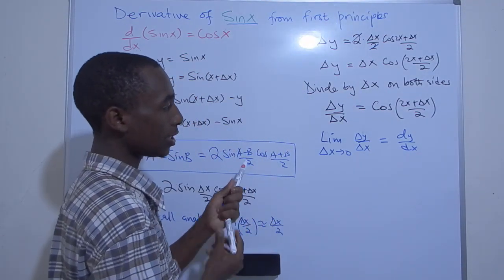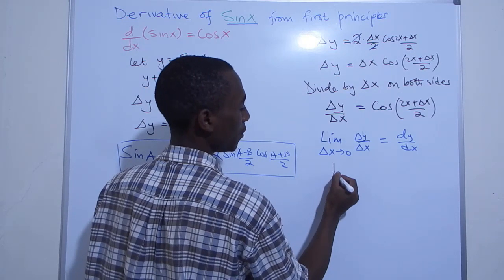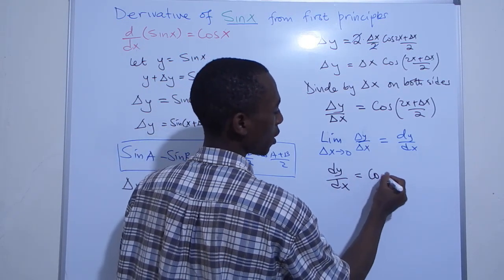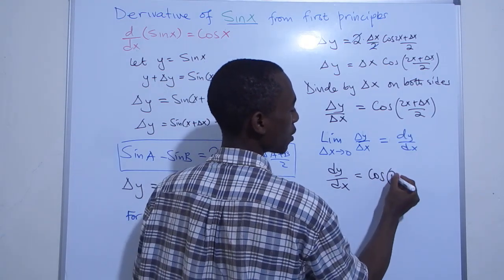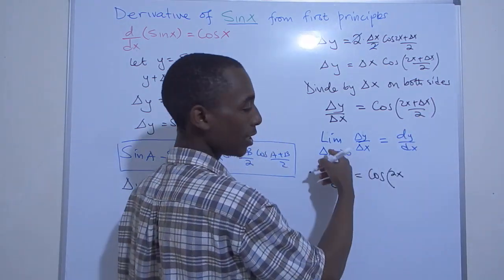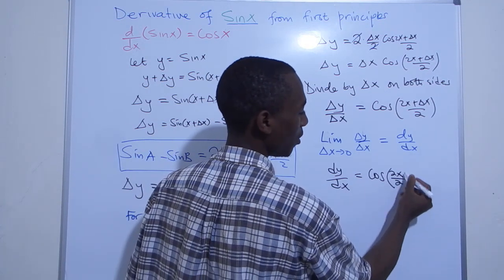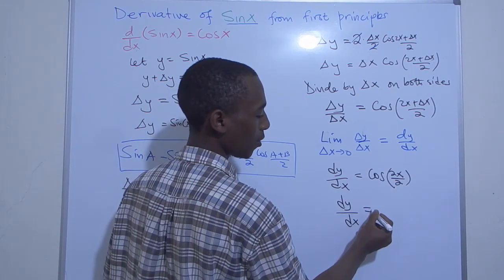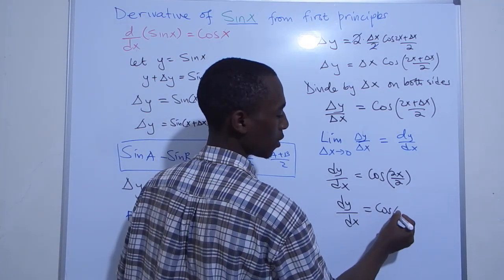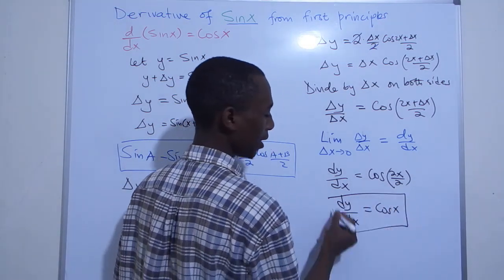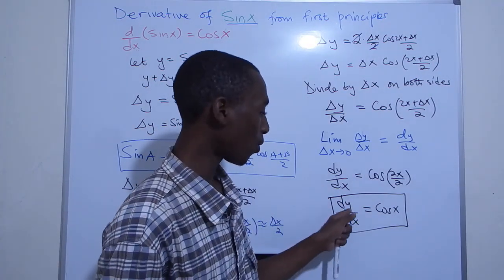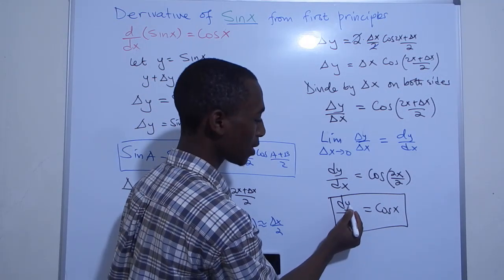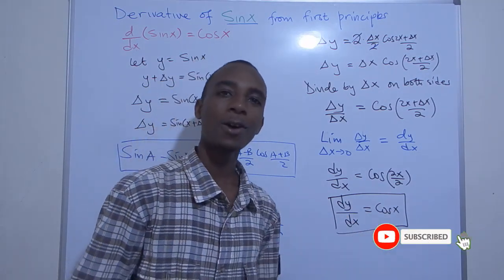So I'm going to take that limit here, so I'll have dy over dx equals cosine of, this is 2x, delta x is tending to 0, so that's a 0 divided by 2. And so I have dy divided by dx equals cos of x. And there we have it, the derivative of y. Y, remember, is sine x. So the derivative of sine x with respect to x equals cosine of x.